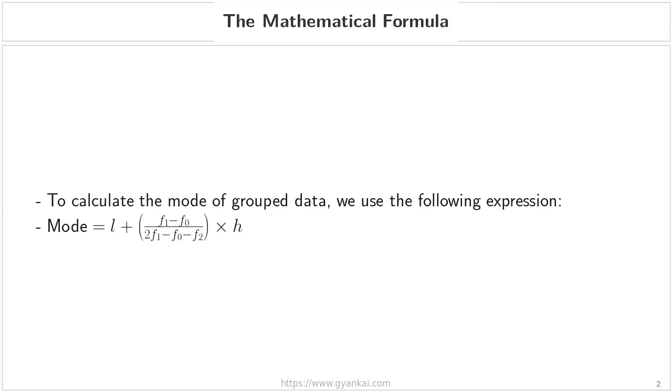The mathematical formula. Now that we understand that the modal class only gives us a range, we need a way to pinpoint the exact value. To do this, we use a specific mathematical expression. Looking at the screen, the formula for the mode is equal to L plus, the numerator, f sub 1 minus f sub 0, divided by the denominator, 2 times f sub 1 minus f sub 0 minus f sub 2, and finally, we multiply that entire fraction by h.